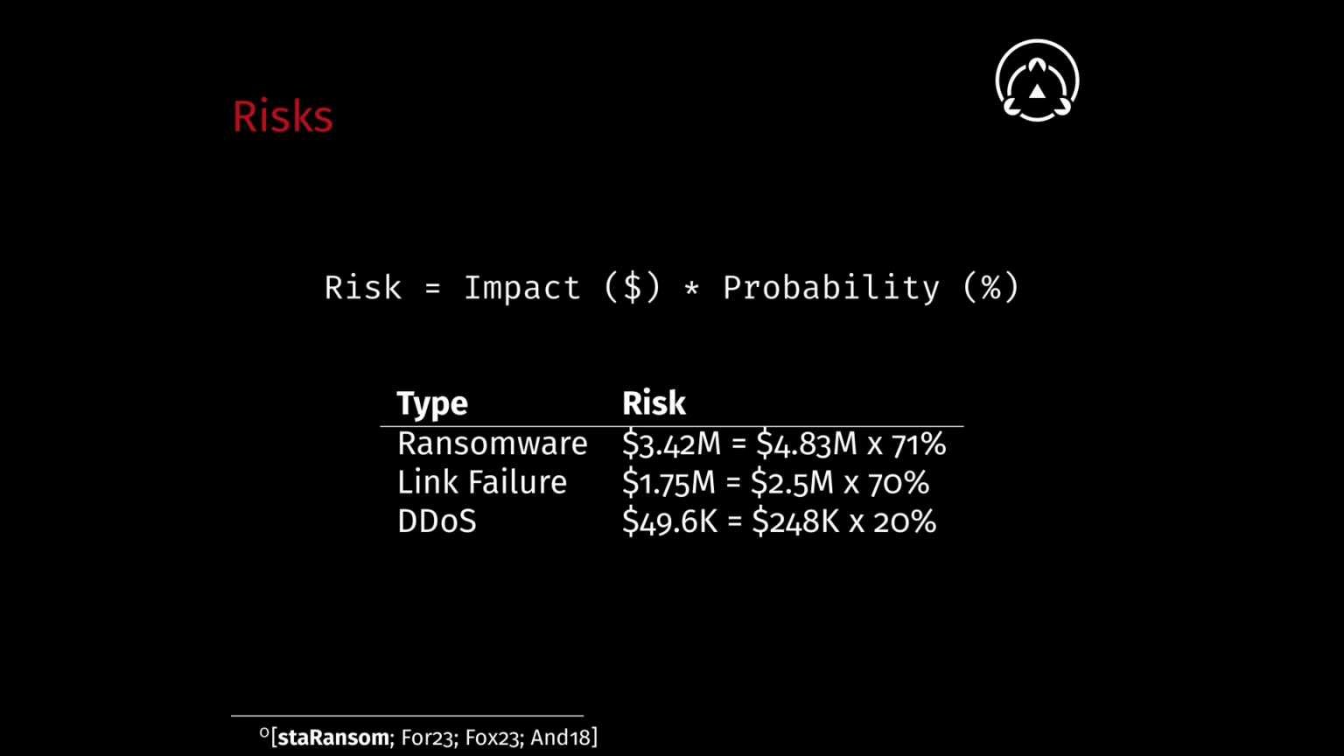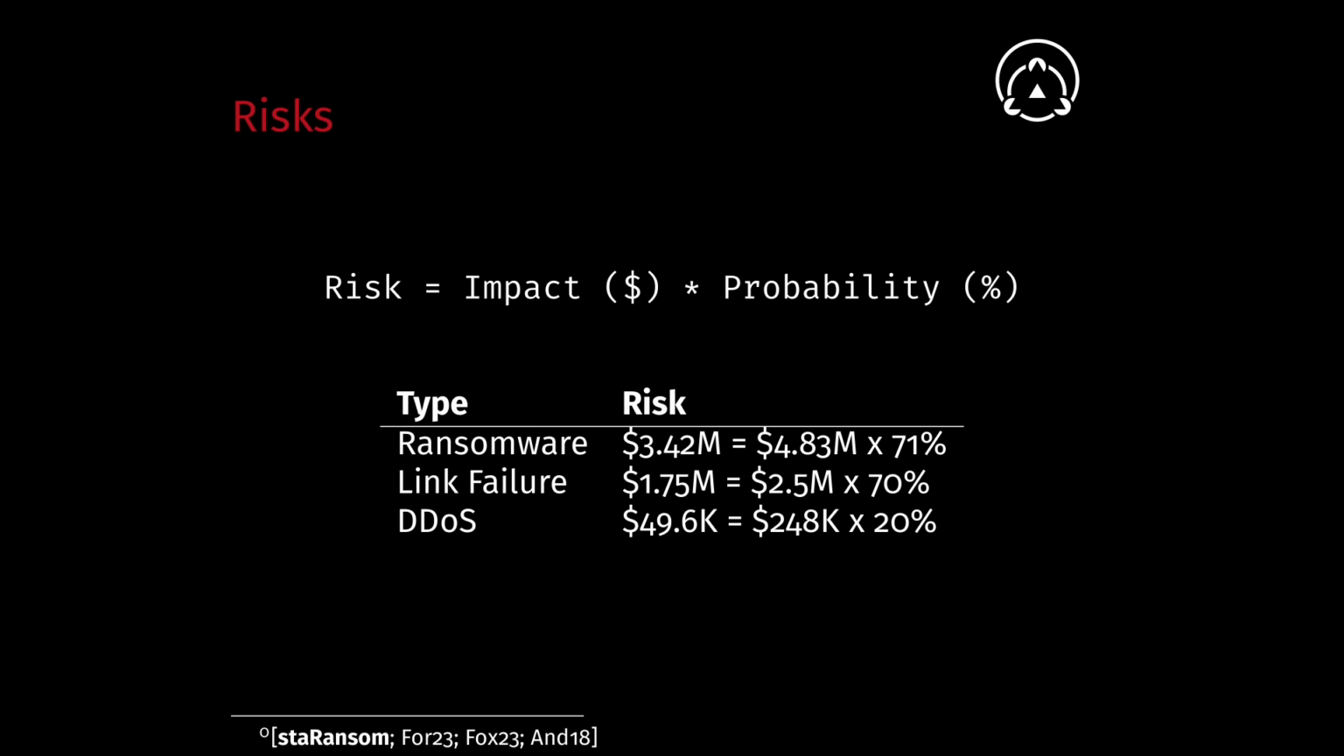Next we have link failure, which can be switch failure, a router failure, physical links, cables being cut, power outages, which is almost as high at 70% probability and totaling in at $1.75 million in risk.